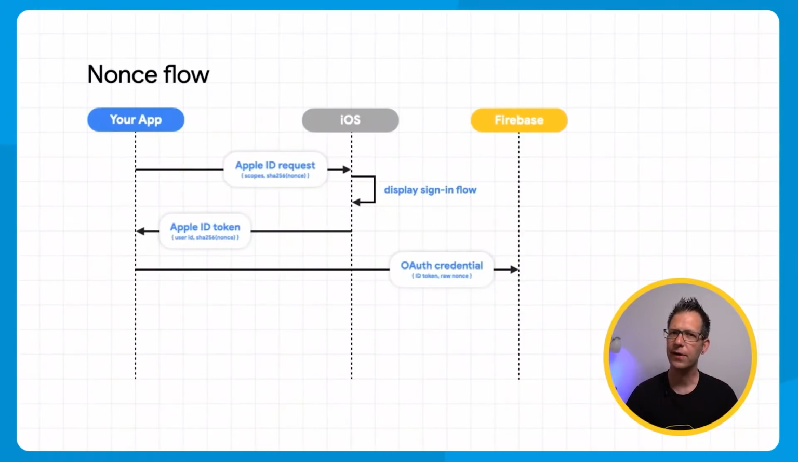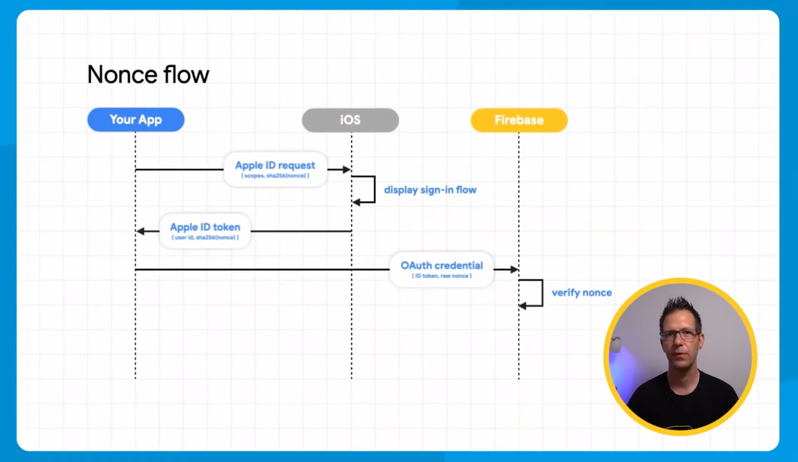Firebase will then verify the ID token as well as the nonce. To verify the nonce, Firebase hashes the raw nonce using the same hashing algorithm we used in the first step, and then compares the result with the hashed nonce in the ID token. If both values match, all is well, and we can be sure that we weren't a victim of a replay attack.